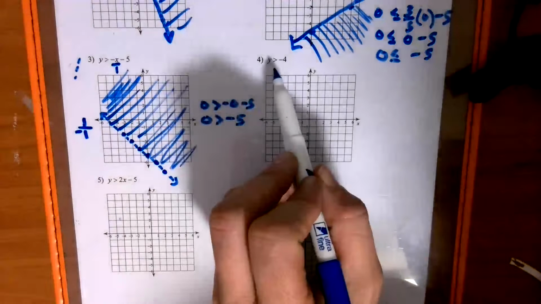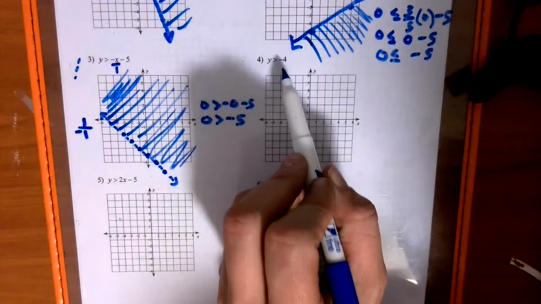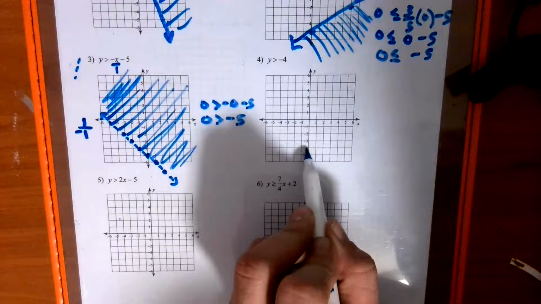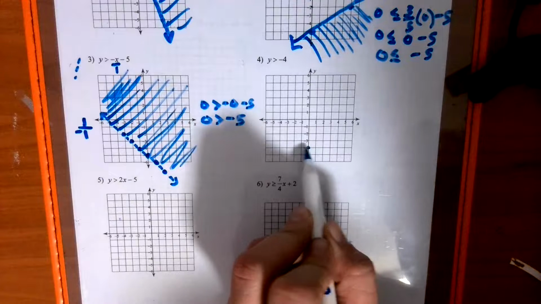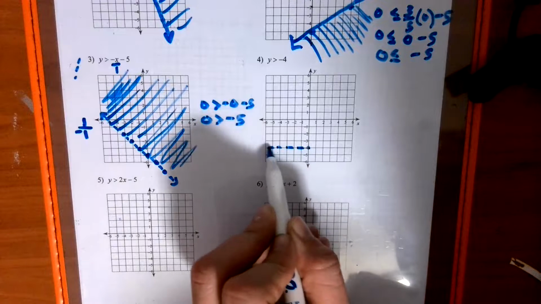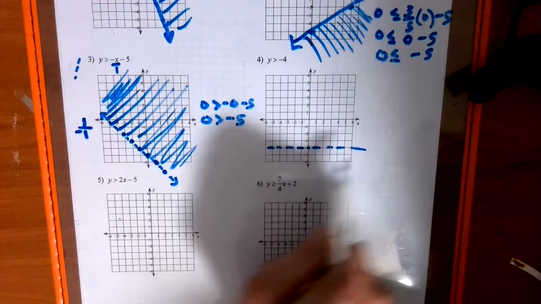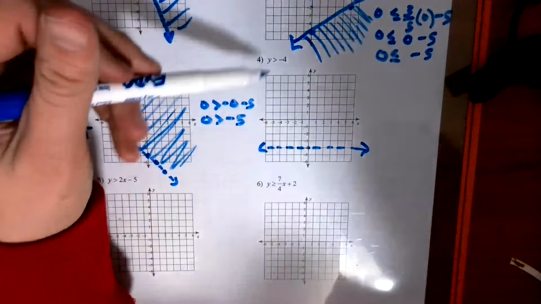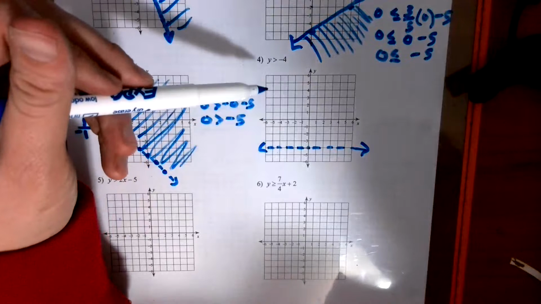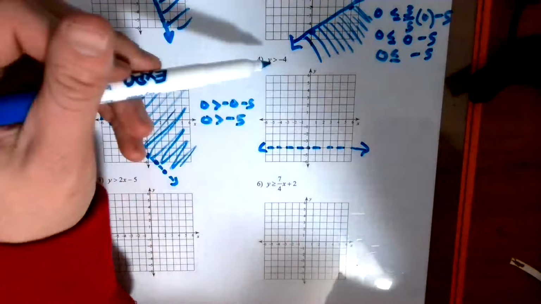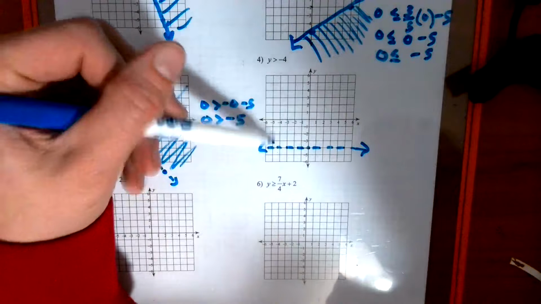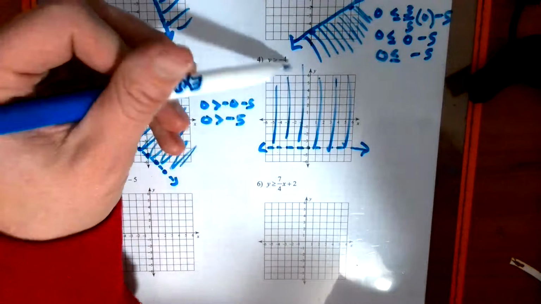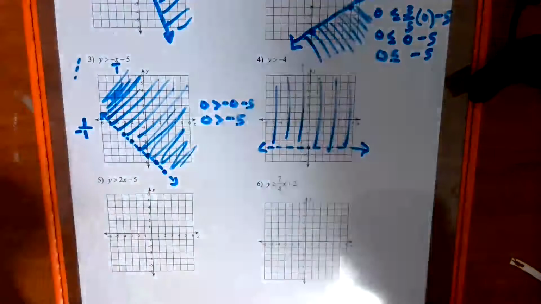Now, this one is y is greater than negative 4. So we find where y is negative 4, right here. It's a dashed line, and it's greater than, so we check 0. We plug it in. Is 0 greater than negative 4? Yes. It's kind of self-explanatory because it says y is greater than negative 4, so everything above it works.